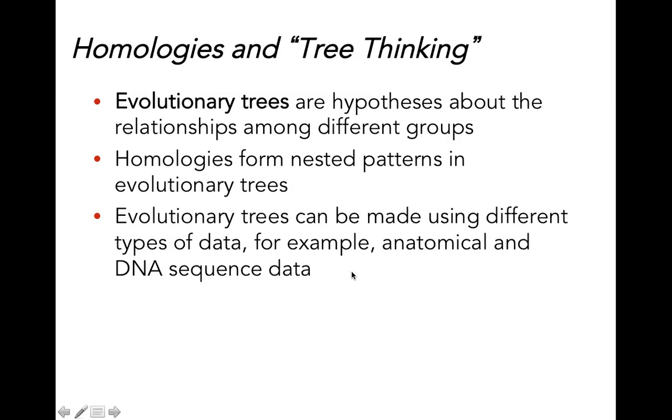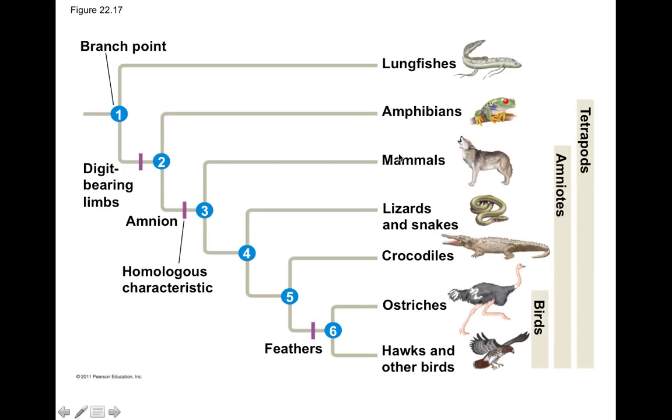many types of data. It used to be that we used anatomical data or physiological data, but more and more we're using data from DNA sequence, the sequences of nucleotides, or proteins. So for example, here is a tree, a nested hierarchy. You can see we can look at different types of birds, for example, within a lineage and say, well, ostriches are related to hawks. They're pretty closely related to each other.